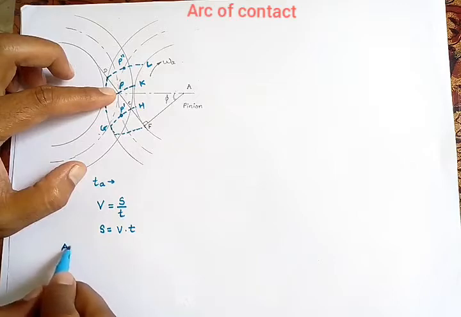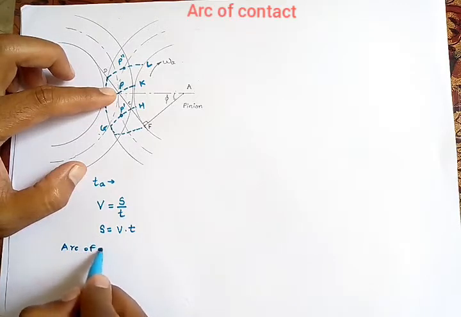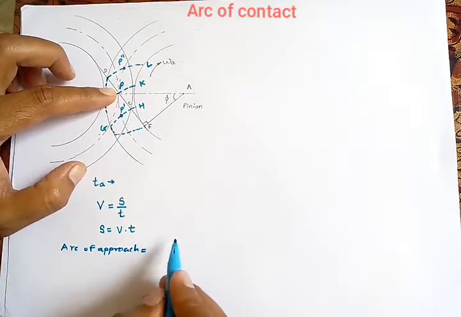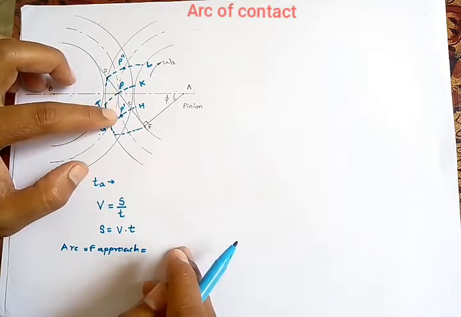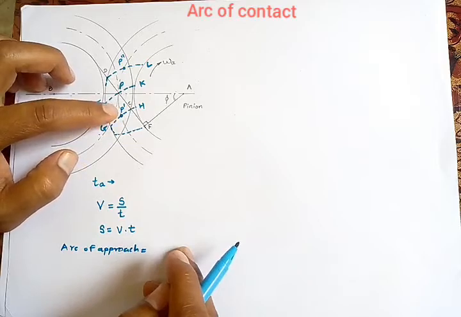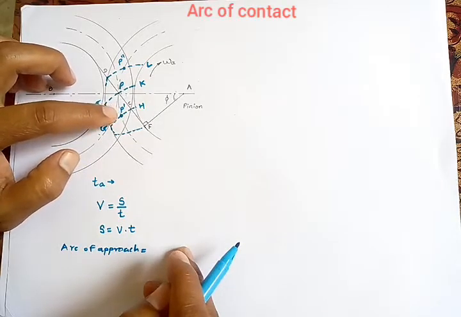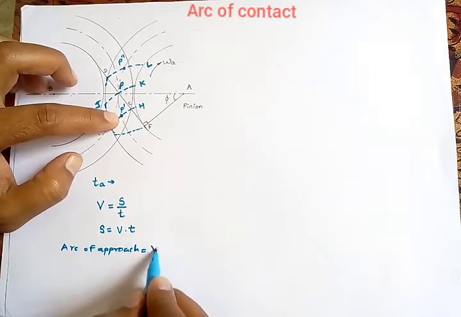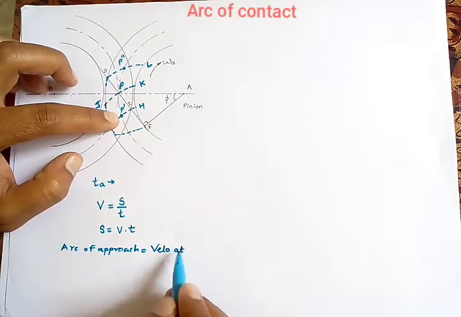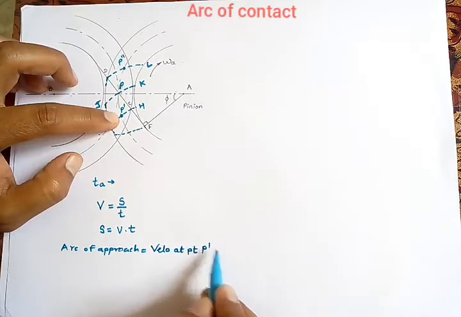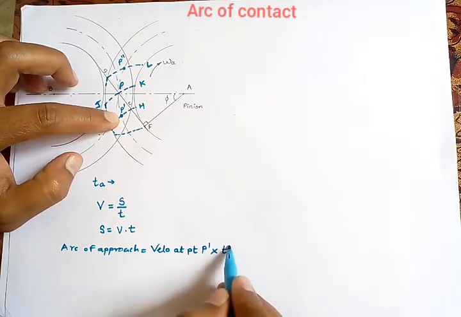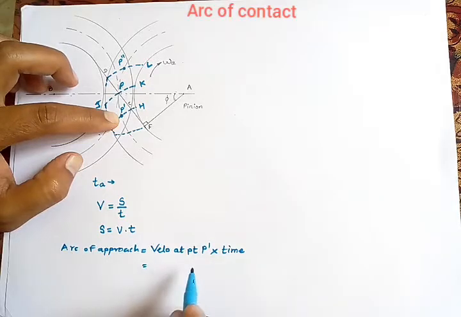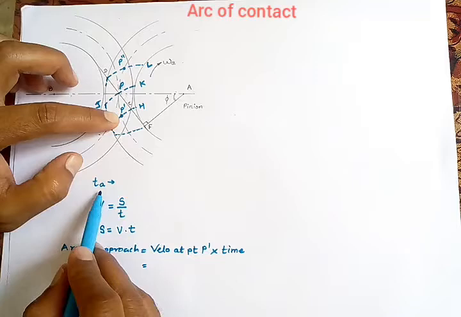So we can write arc of approach is equal to velocity. Which velocity? The velocity at point P, or the linear velocity at point P dash, so velocity at point P dash into time. So what is the time? The time is TA that we have assumed.